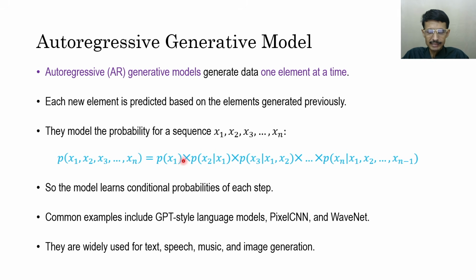So autoregressive in that way means whatever is generated is used to generate the next token or next probability. The model learns conditional probabilities step by step. Common examples include GPT-style language models, PixelCNN, WaveNet, etc. They are widely used in text, speech, music, and image generation. So this is a very naive definition of autoregressive.